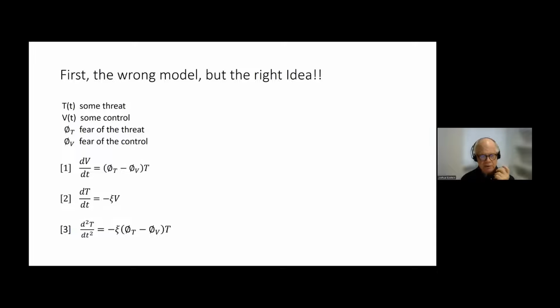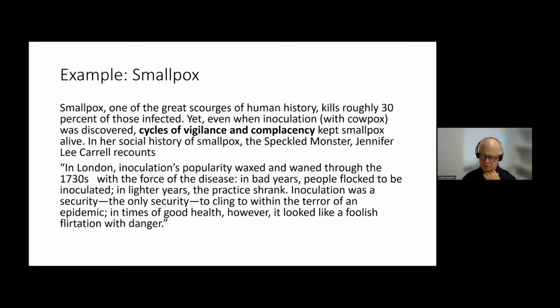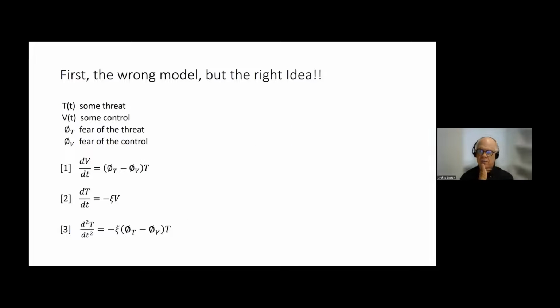All right, so let's think about vigilance and complacency. Let's build the wrong model first, but the right idea. I try to teach my students to build the right idea first and not worry if the model's actually right. So here's a wrong model that gets the idea right, and then we'll try to build a model that's a little better.